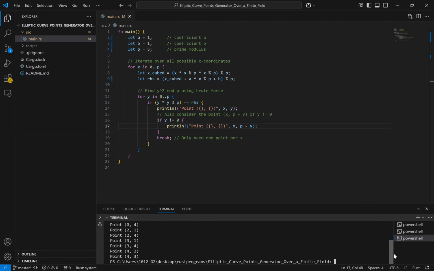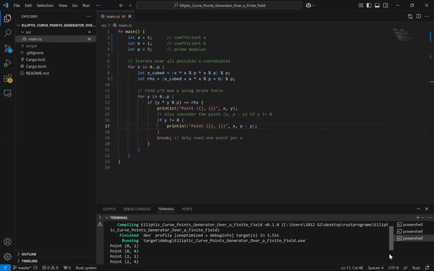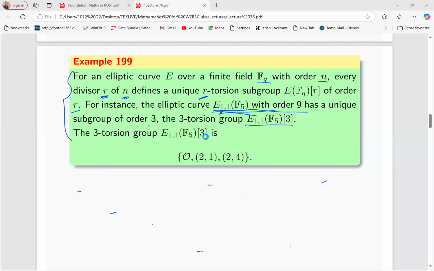It has told me that this code has 0,1, 0,4, 2,1, 2,4, 3,1, and so on. So it has all those points. And these are 9 points. Now, after I found these 9 points, as I had already said, I want to find out which of these points, when multiplied by 3, gives me the point at infinity.